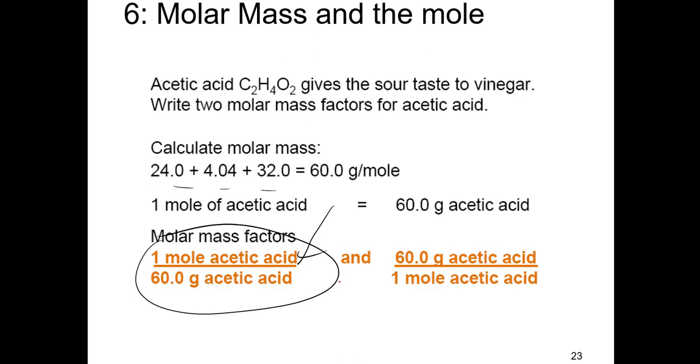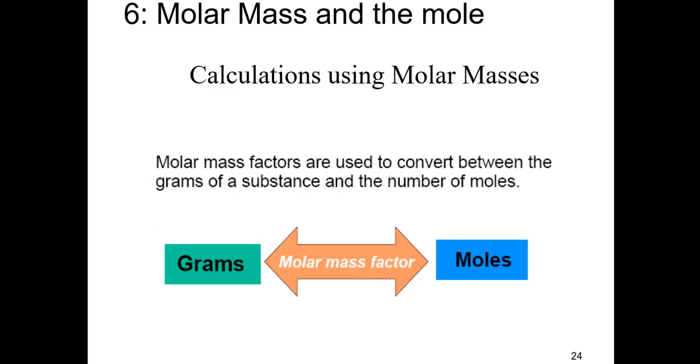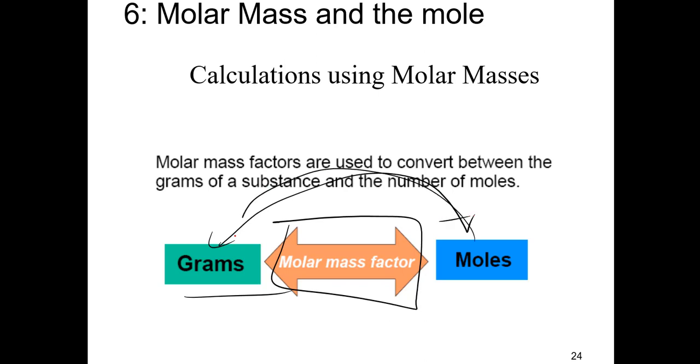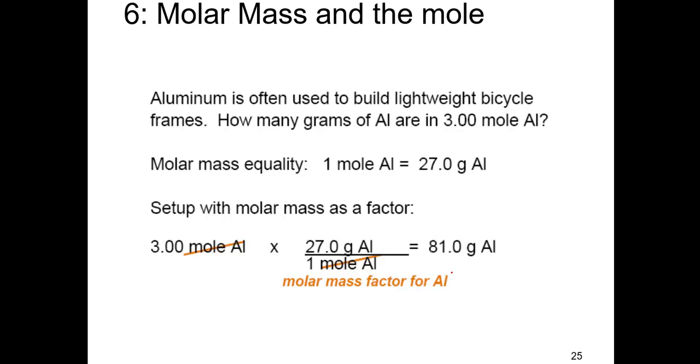And we can write it one of two ways, depending on how it cross-cancels in an actual problem. So using the molar mass as a conversion factor, we're able to go from grams to moles and moles to grams. So let's see this in action. How many grams of aluminum are in 3 moles of aluminum?